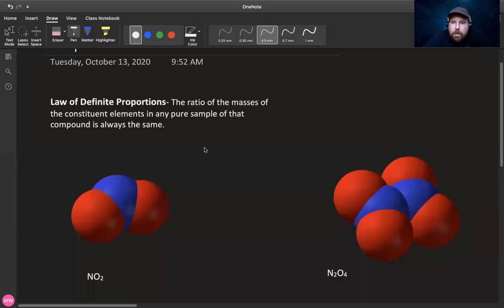Today we're going to be talking about empirical and molecular formulas. Today you're going to need a calculator and a periodic table along with a pen and pencil and some notes. Don't forget that your graphic organizers are linked below. So let's go ahead and get started.